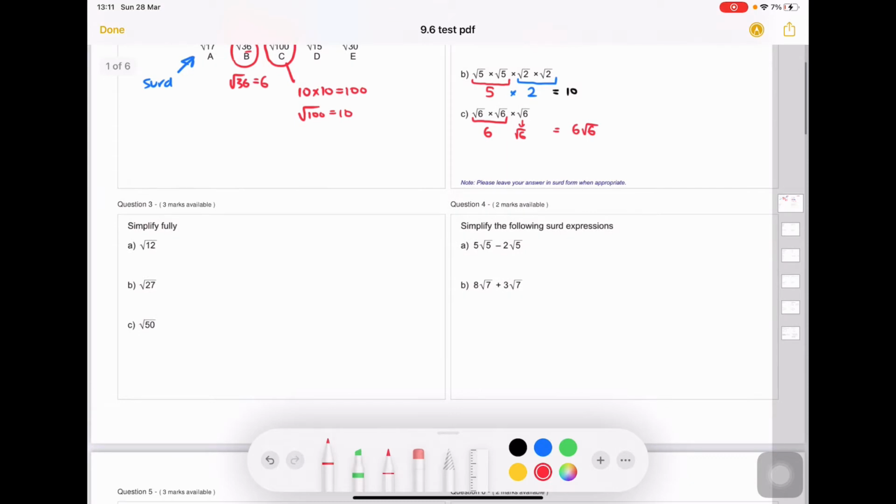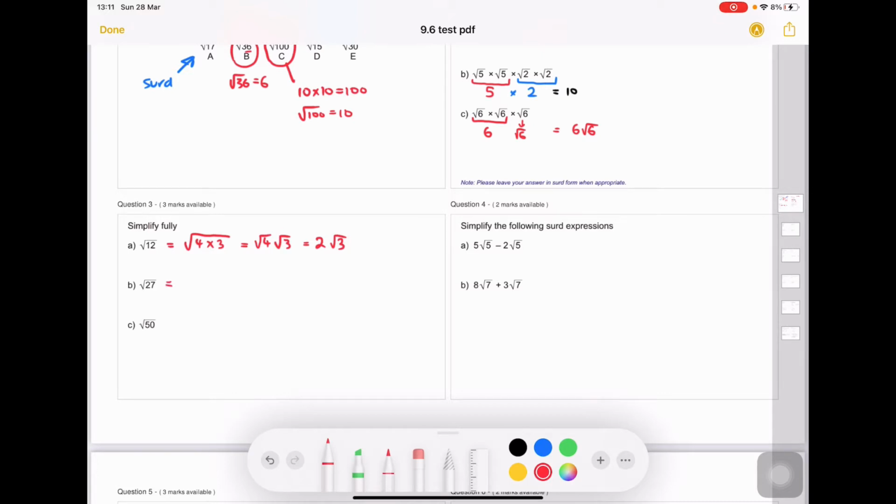Question 3. We know that 12 is the same as 4 times 3, so I'll write 4 times 3 underneath the radicand. So we can then write square root of 4, square root of 3. We know that square root of 4 is 2, so I'm going to write 2 root 3.